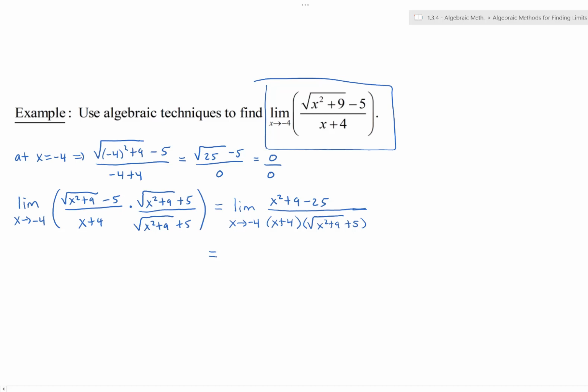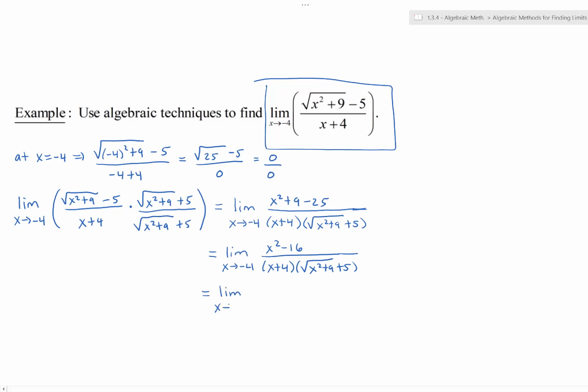So what happens next? Well, let's combine some terms in the numerator here. We get limit as x goes to -4. Okay, x squared plus 9 minus 25 is x squared minus 16 in the numerator, all over x plus 4 times the square root of x squared plus 9 plus 5, that whole quantity. And then notice x squared minus 16 is another difference of squares that we can actually go ahead and factor. And so that's what I'm going to do.